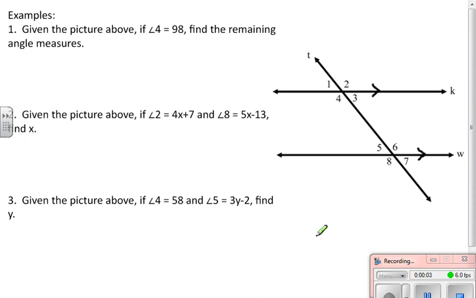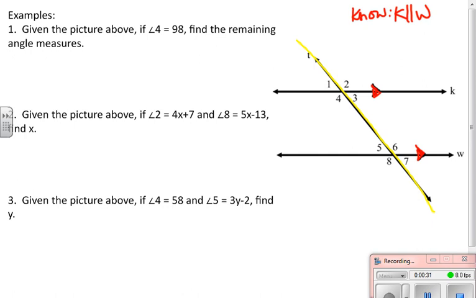So let's look at some applications of these rules. Given the picture, what does the picture give us? Well, the biggest thing that we get from the picture is this notation right here, which tells me I know K is parallel to W. And as we just learned, if I know K is parallel to W and they're cut by a transversal, all of those angle pair relationships are true.